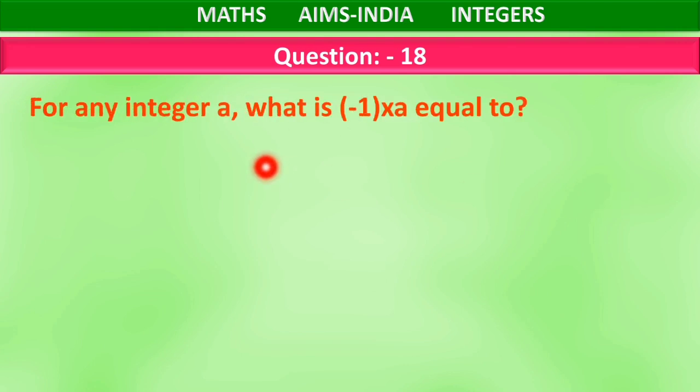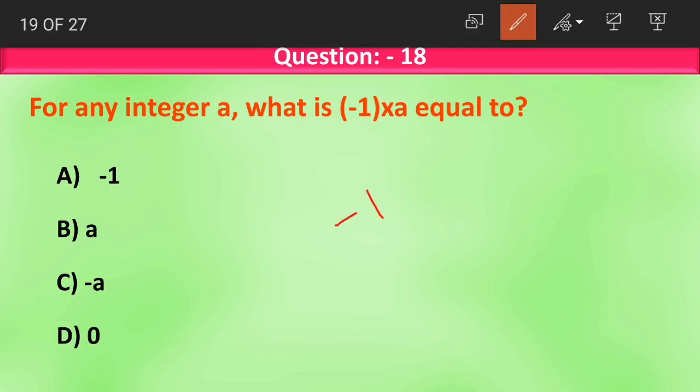Next, question number 18. For any integer a, what is minus 1 into a equal to? Option A minus 1, option B a, option C minus a, option D 0. Now look at the question. Minus 1 into a. How do we solve this? Coming to the signs, one is negative and the other is positive. So the final result will be negative. Both the signs are different. So the result will be negative.